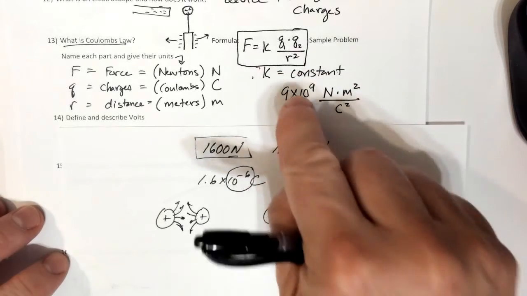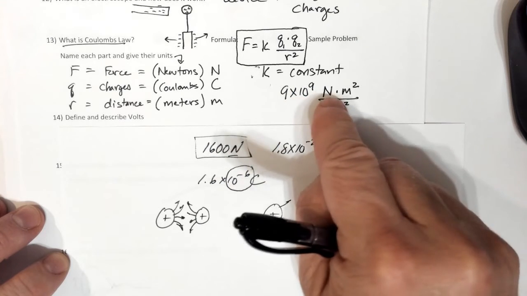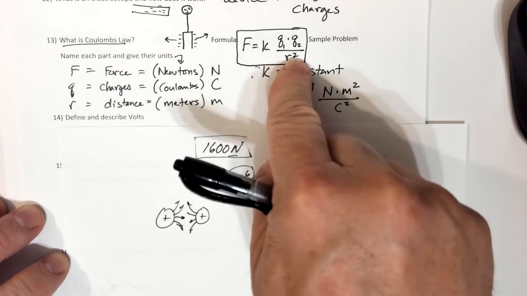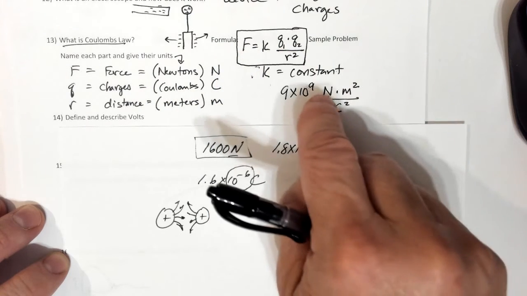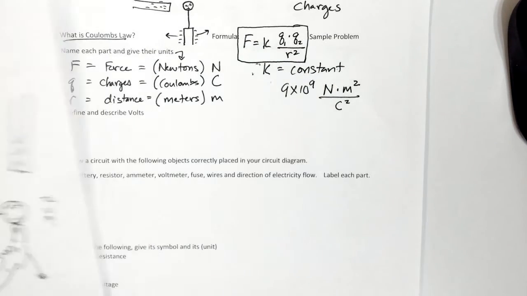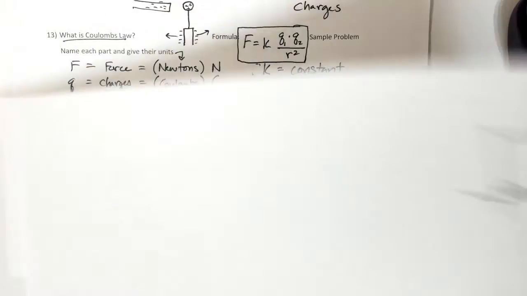Okay? But it is the same number, and it's added all the time to every problem, and it has units so that the unit you want, whether it be newtons, distance, or charges, the other ones will all cancel out. So let's do a quick problem. Let's say we have a situation here, and we got this problem.